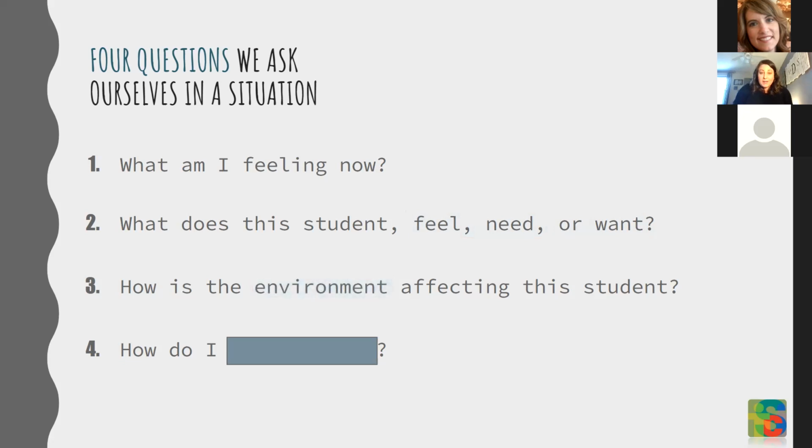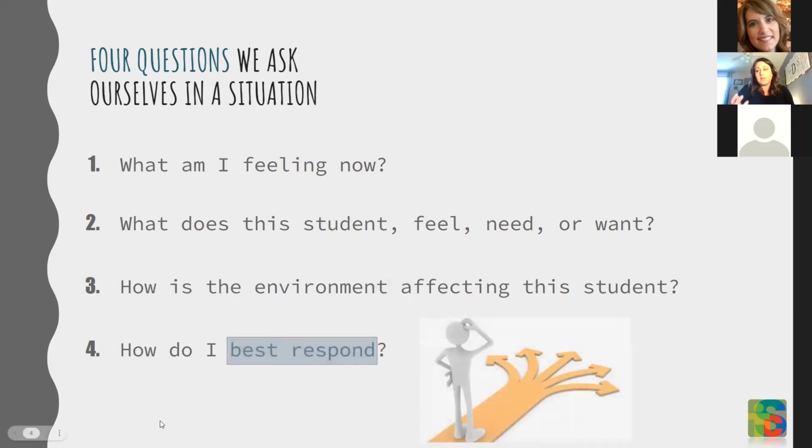Next is, what is the environment? Like, what is going on that's affecting the situation? How do we scan that environment to figure out the best way that we can adapt that environment, or maybe even manage that environment to help that student? And lastly, based on these 3 things, how do I best respond? Taking in all of these 4 questions helps us get ready to respond in a way to help support that child.